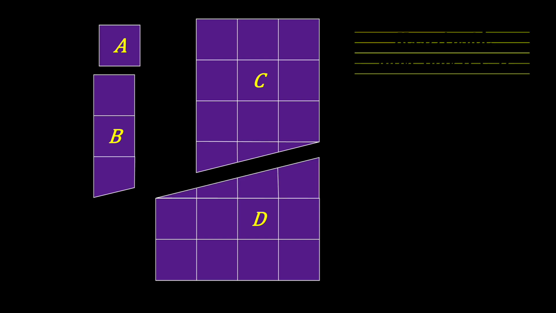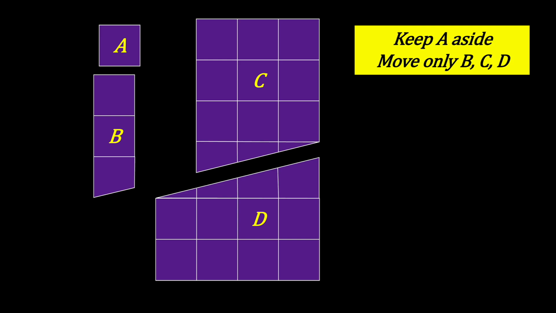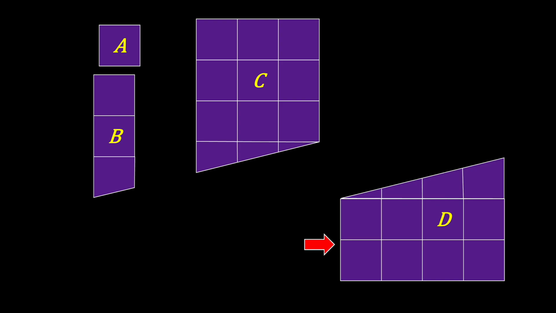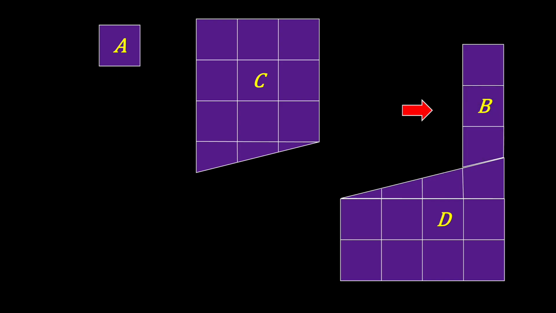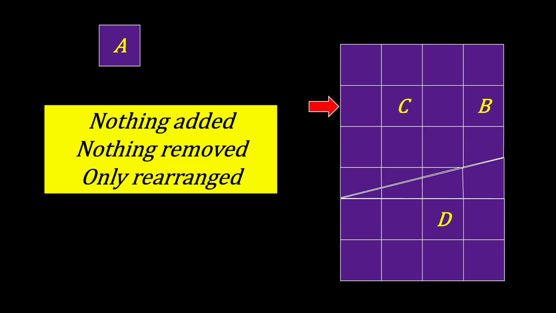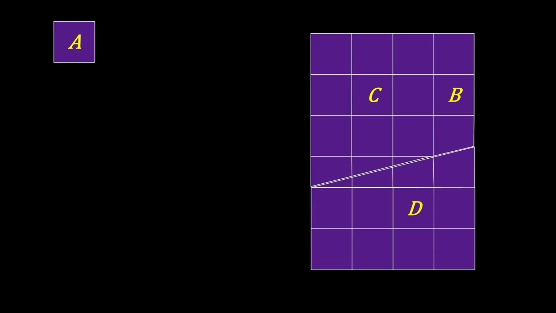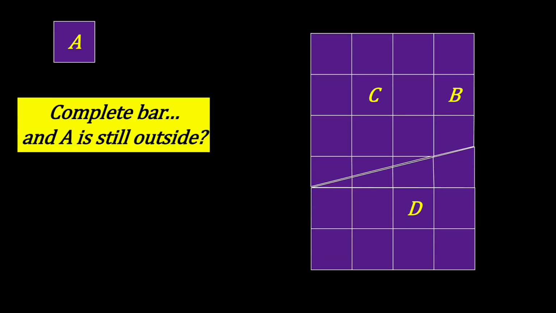But now comes the strange part. We keep piece A on the side, and we rearrange only the other 3 pieces, B, C, and D. We do not add any chocolate. We do not remove any chocolate. We only move the pieces around. But after the rearrangement, the chocolate seems to form a complete bar again. And piece A is still left outside. So it looks like we now have the same chocolate bar plus 1 extra square of chocolate.